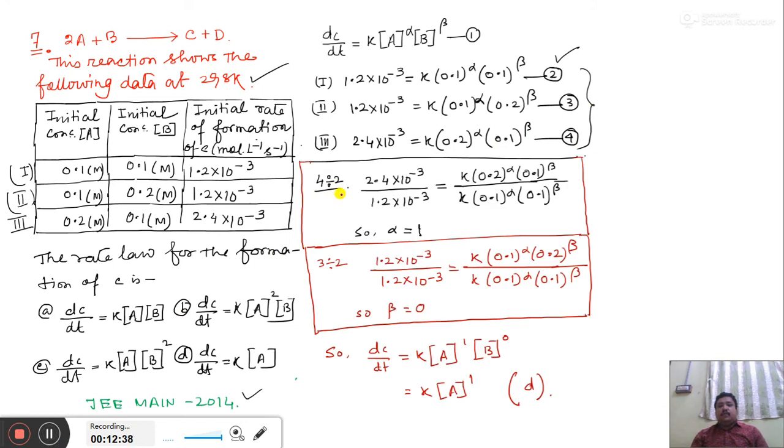When we divide equation 4 by 2, we get alpha is equal to 1, and when we divide equation 3 by 2, we get beta is equal to 0. So the rate equation is dC/dt is equal to K into A to the power 1. So option D is the correct one.